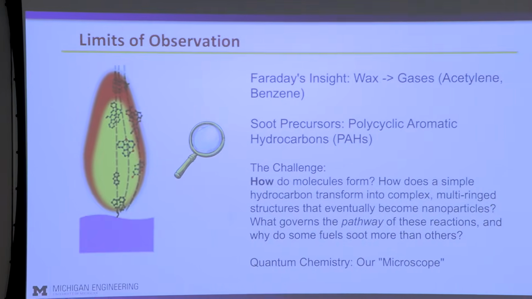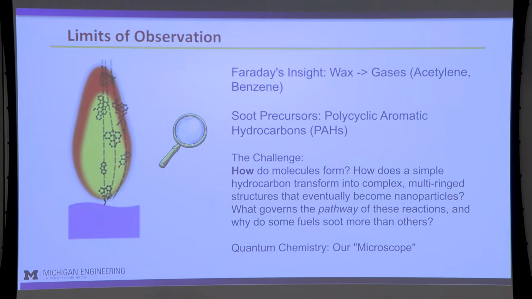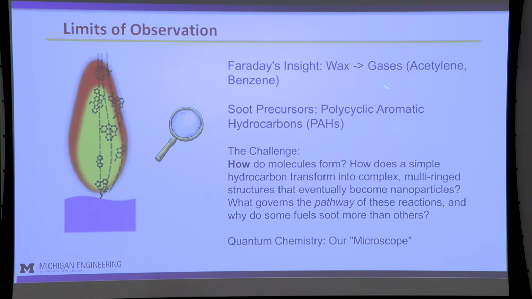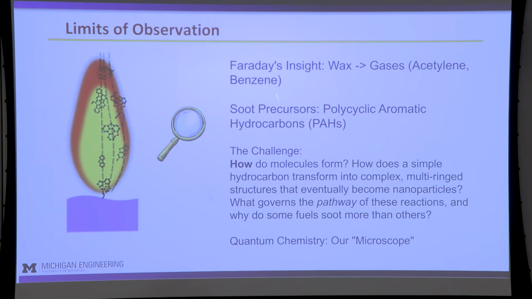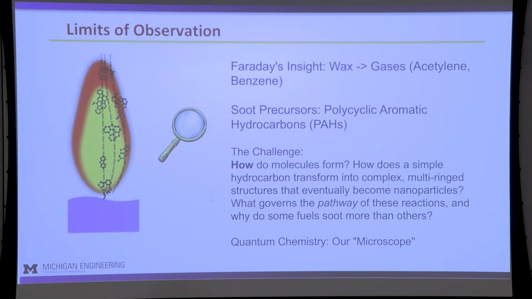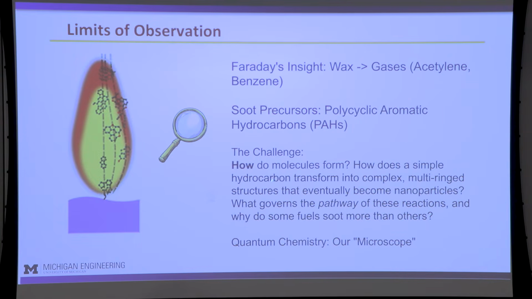So we look at Faraday's candle. We talked about this: historically, there was a wax, there were gases, soot precursors, and I showed you some of the experiments. People measure stuff, they see PAHs. But the question is, how do molecules form? Why do those small hydrocarbons transform into more complex structures that eventually become nanoparticles? And what are the pathways of this reaction? Why do some fuels form more soot than others, okay?